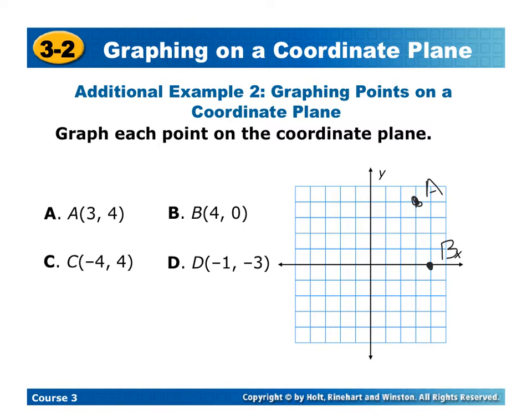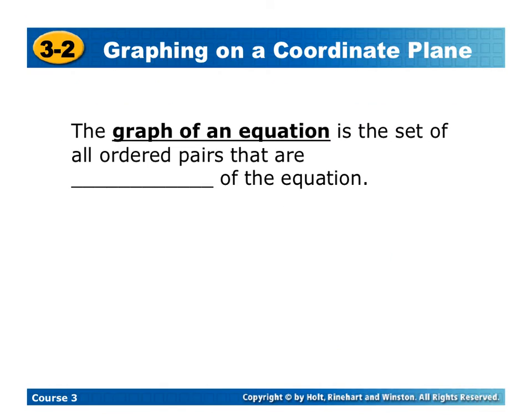Alright, letter C is (-4, 4), so I'm going to go back 4, but then up 4. So here's point C, and then letter D is (-1, -3), which is going to be down in quadrant number 3.